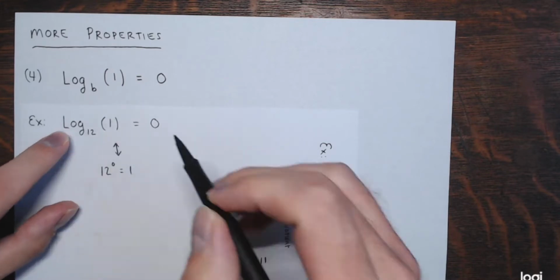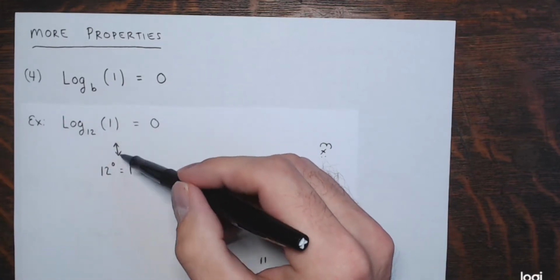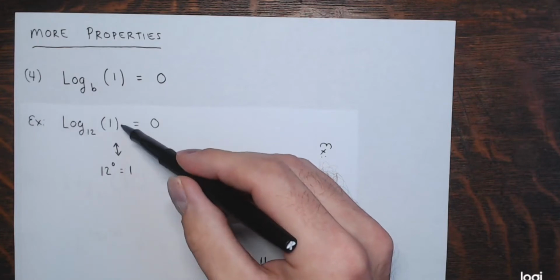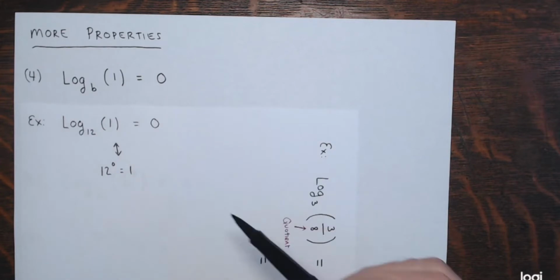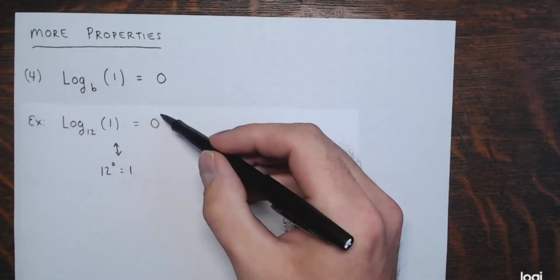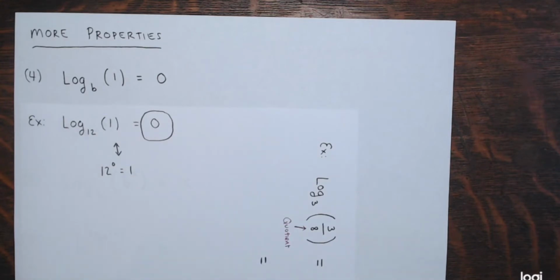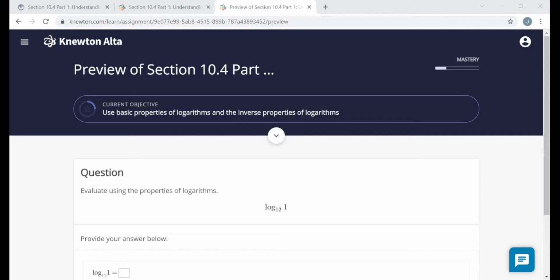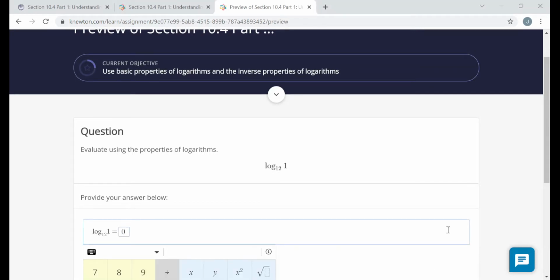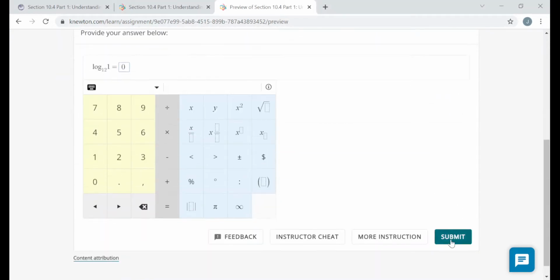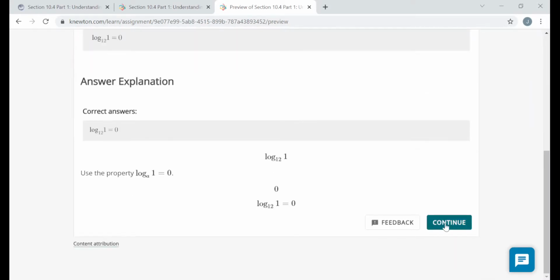And again, I hope you remember from earlier videos how to transfer back and forth between logarithmic form and exponential form. They mean the same thing, both forms. But yeah, the answer is simply 0. The log base 12 of 1 is 0. So again, pretty basic, pretty simple stuff there. Okay. Next question.